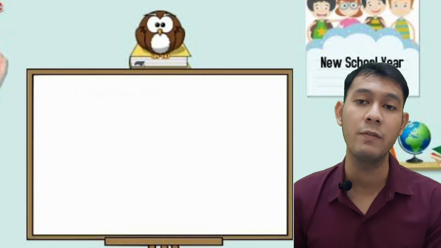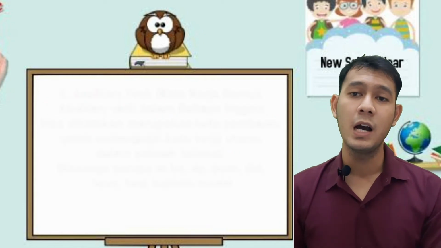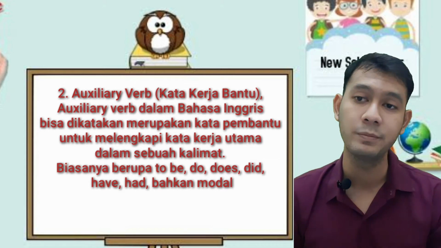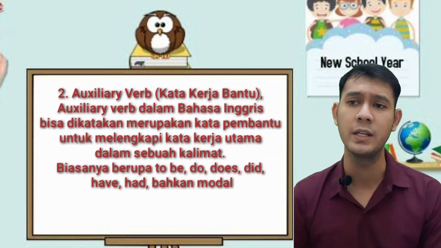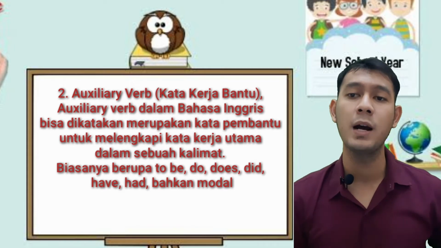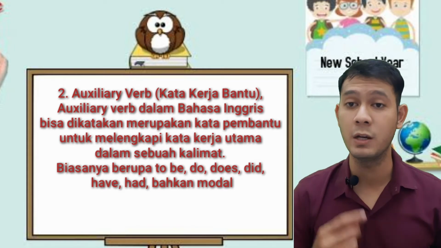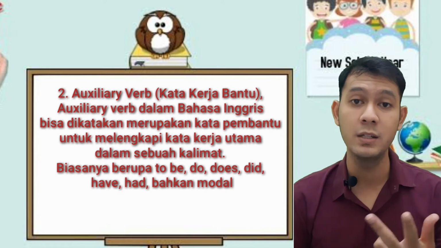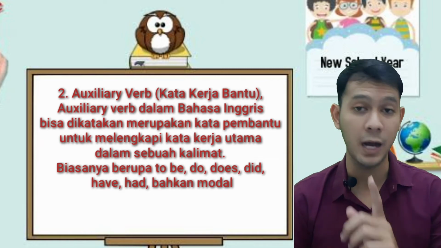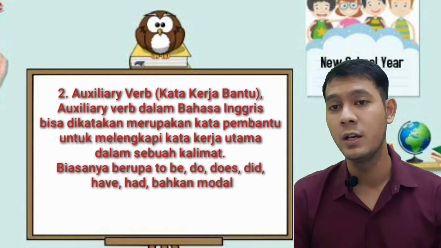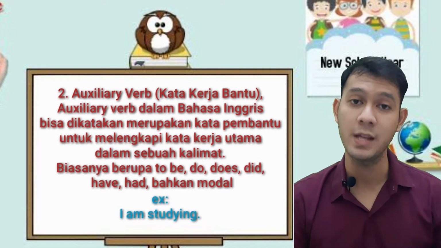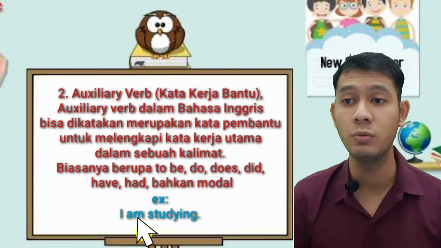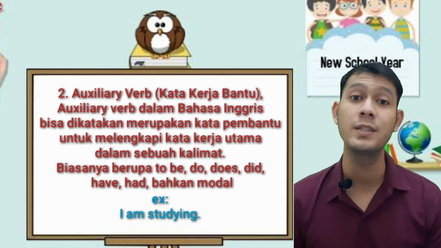And then the second one we have auxiliary verbs. What is it? Auxiliary verb itu biasa kita ketahui dengan nama kata kerja bantu ya. Jadi auxiliary verb dalam bahasa Inggris bisa dikatakan merupakan pembantu untuk melengkapi kata kerja utama dalam sebuah kalimat. Biasanya berupa to be, do, does, did, have, had, has, bahkan modal juga termasuk auxiliaries. Seperti contoh ini, I am studying. Am di sini adalah sebuah auxiliary, kata kerja bantu yang melengkapi verb utama, yaitu studying.